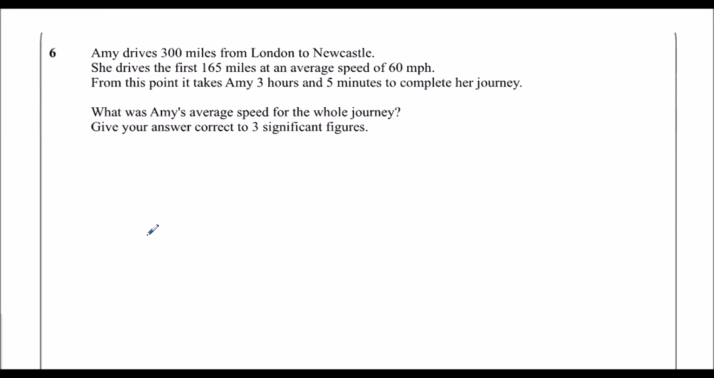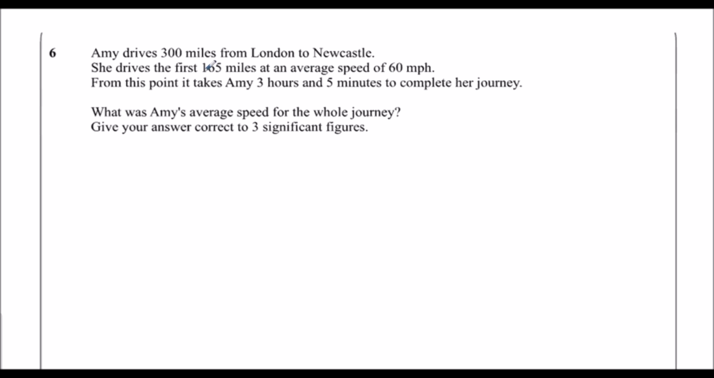Question 6. Amy drives 300 miles from London to Newcastle. She drives the first 165 miles at an average speed of 60 miles per hour. From this point, it takes Amy 3 hours and 5 minutes to complete her journey. What was Amy's average speed for the whole journey? Give your answer correct to 3 significant figures.